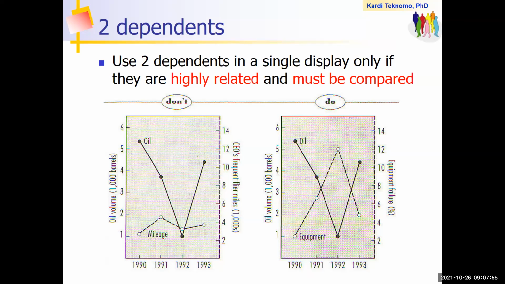If they are actually highly related, if you want to compare, right? So if they are not really highly related and you cannot compare them, then don't throw them in a single display. So look at the left hand side here. The mileage and the oil volume, they have different axes, but you cannot even compare anyway. So then don't use this, right? If they are almost the same, then you can start to compare on the right hand side.